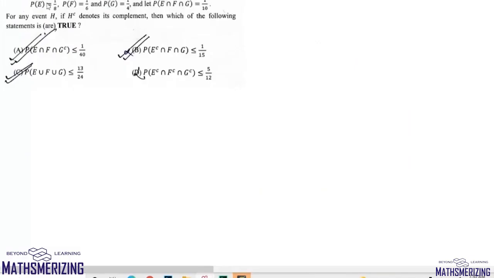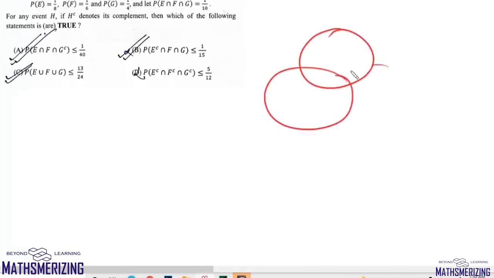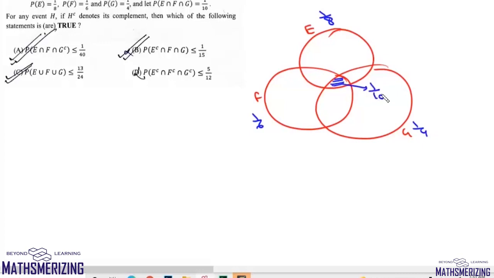Now here the question is, let E, F and G be 3 events having probabilities 1 by 8, 1 by 6 and 1 by 4 and their intersection is 1 by 10. Then which of the following is correct? So we have 3 events E, F and G. Let this be E, this is F and let this be G. Now it is given that probability of E is 1 by 8, probability of F is 1 by 6 and probability of G is 1 by 4 and their intersection is given as 1 by 10. Then which of the following is correct?